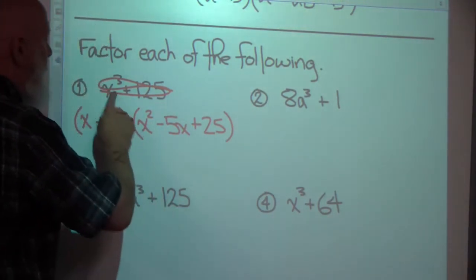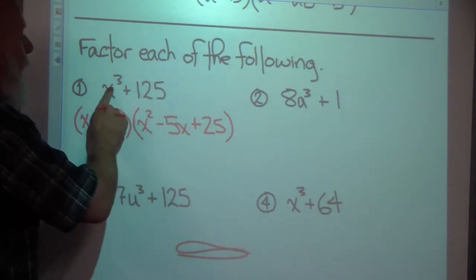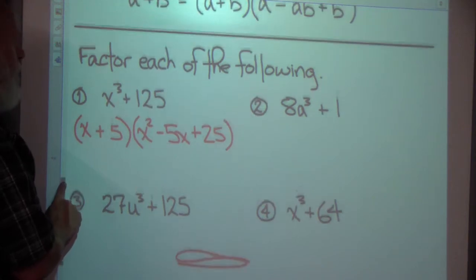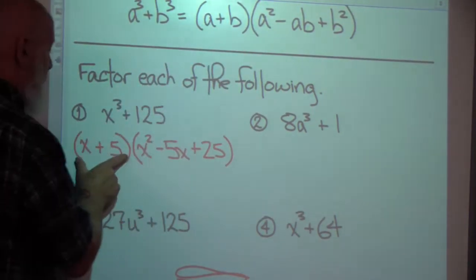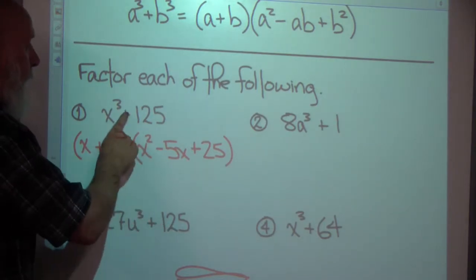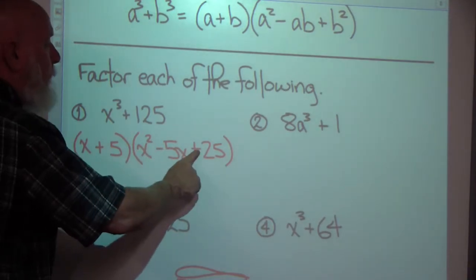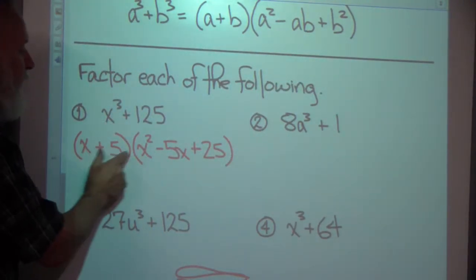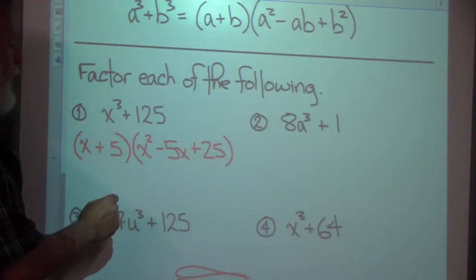So quickly what I did was I said, hey, this is a sum of two perfect cubes, so I'm going to use this pattern to factor it. I opened up a binomial and a trinomial size set of parentheses. I pre-placed my plus and minus signs. I went plus, minus, plus, plus, minus, plus. And then I filled in these values, these terms, by using the pattern that I just showed you.